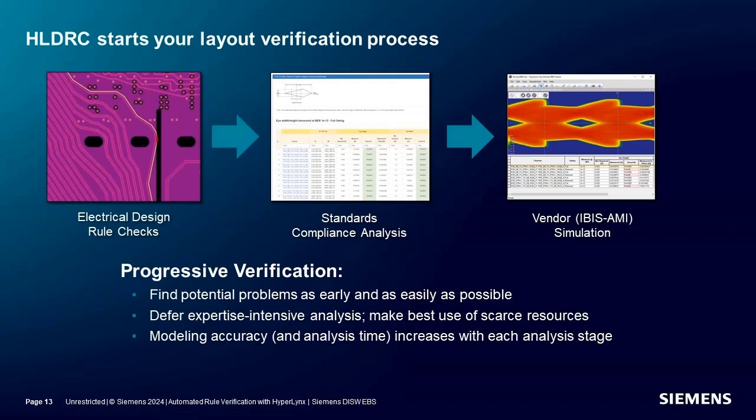We start with simple analysis and then add accuracy in controlled stages because the time needed to model and analyze the system increases as we make the analysis more accurate. And that's true with any tool, not just with HyperLynx. The time and expertise needed to perform simulation increases dramatically as analysis accuracy goes up.